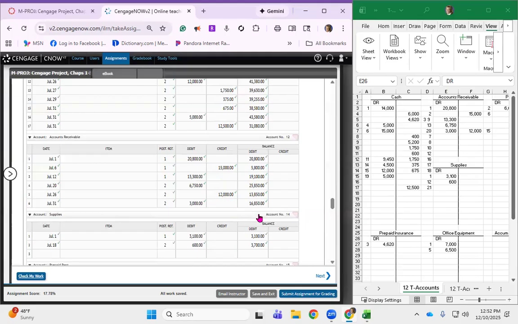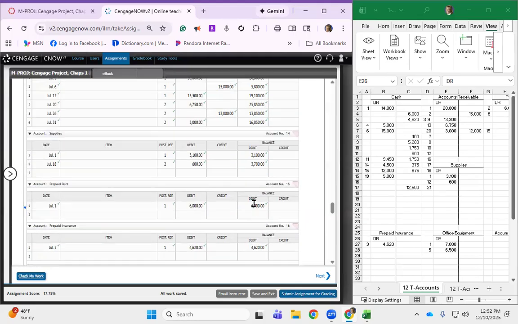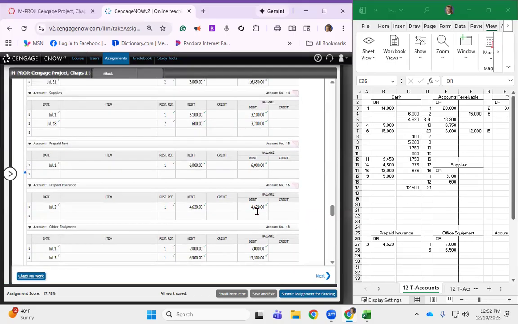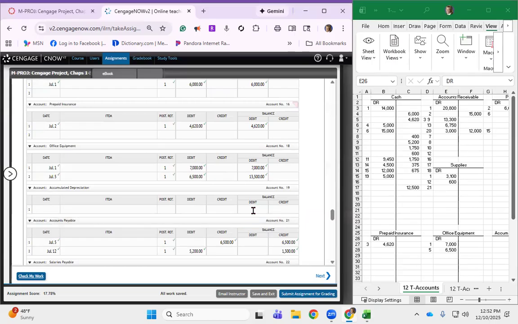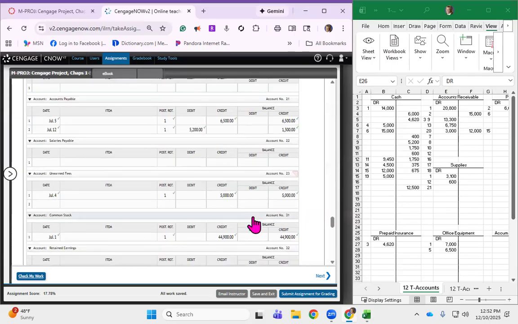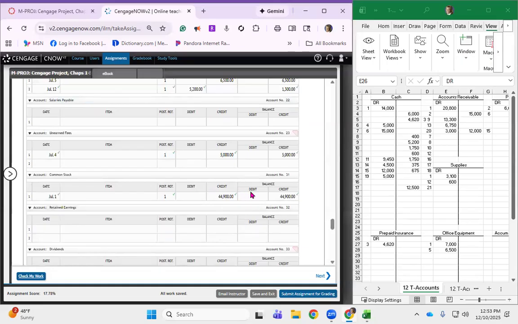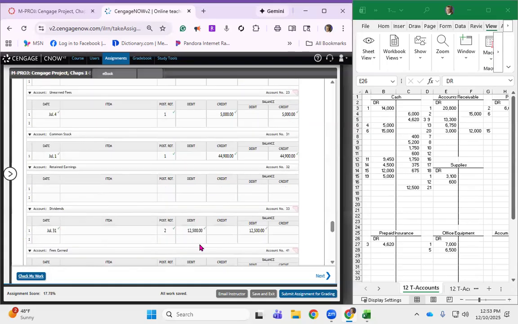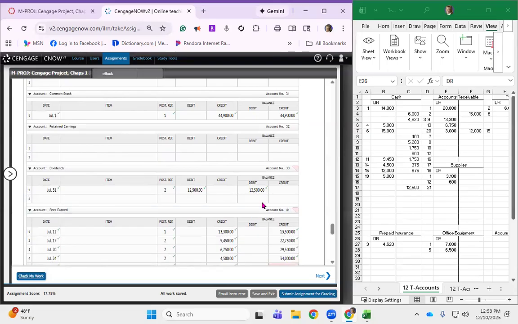Let's look at accounts receivable. I think we're okay there. Supplies, something's missing. I think it's probably an adjusting entry. Okay. Prepaid rent probably has an adjusting entry. Prepaid insurance will have an adjusting entry. Accumulated depreciation will have an adjusting entry. Unearned fees will have an adjusting entry. So will salaries payable. Okay. Common stock, we did fine there. We only have one there. We don't worry about retained earnings yet. It's not time for that one. Dividends, we recorded those for 12,500.